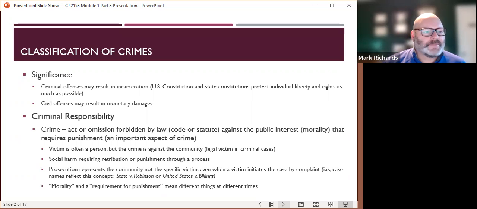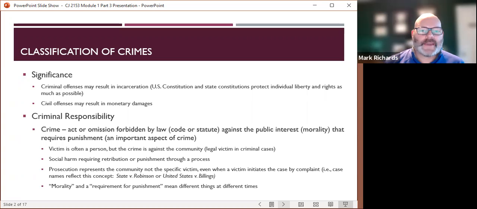In terms of crime, the victim is often a person, but the crime is against the community as a whole, and the community is the legal victim in criminal cases. The social harm requires retribution or punishment through a criminal process. The prosecution represents the community, not the specific victim, even when a victim initiates a case by a complaint.